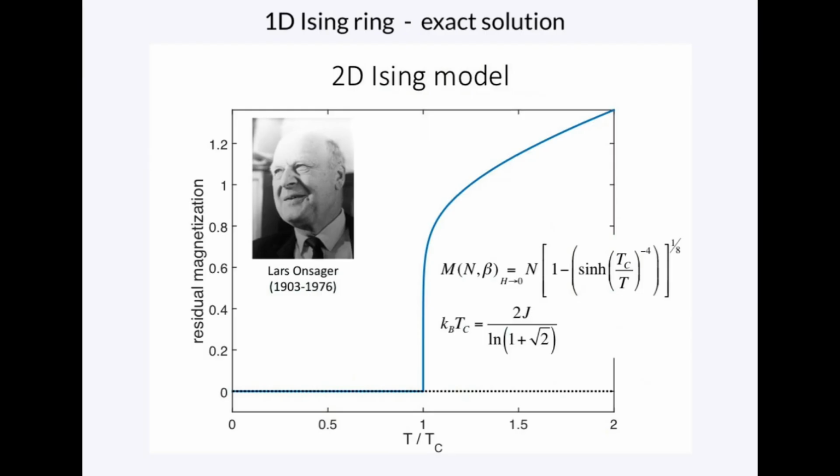The transfer matrix trick can be extended to 2D. That has been achieved by Lars Onsager in the 1940s. He found for the 2D Ising model an analytic expression for the partition function and found that for the 2D system, kB Tc is given by 2J divided by log of 1 plus square root of 2.